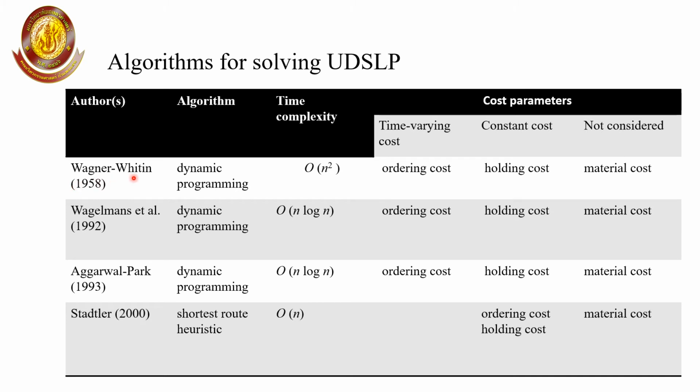The Wagner-Whitin algorithm based on dynamic programming is a famous algorithm for solving UDLSP. They consider constant holding costs and time varying ordering costs. However, they do not consider the effect of production or raw material costs. The other authors' algorithms also do not consider this effect, the same as the Wagner-Whitin algorithm. So, the network flow approach considers the effects of raw material in total cost.